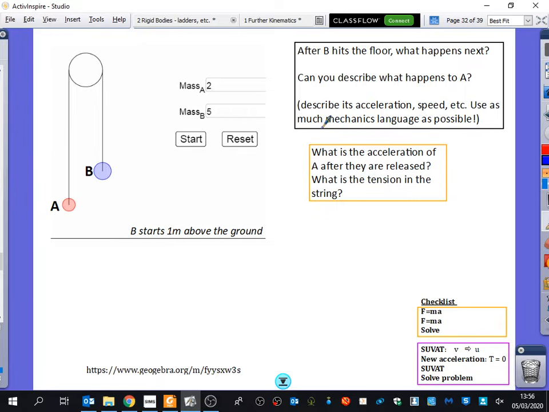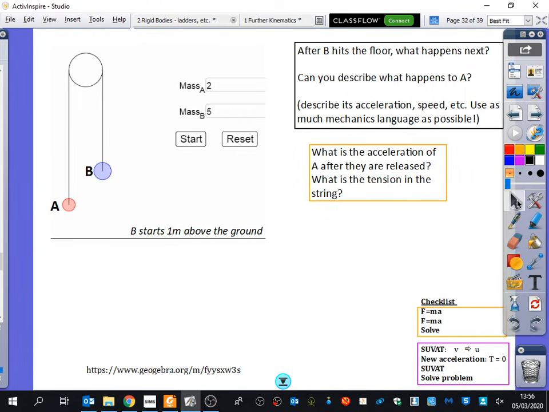Okay, so right, I want to hear some predictions, and then we're going to watch an animation of it, and then we're going to see what happens. Okay, we're going to see if we're right. So let's think about what is going to happen after B hits the floor. B is not going to bounce back, by the way. We're going to say that B hits the floor, and that's it. It's done. Red one, what do you think might happen after B hits the floor? We can't think about B anymore because it's not moving.